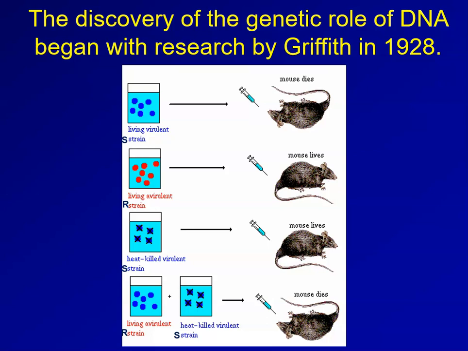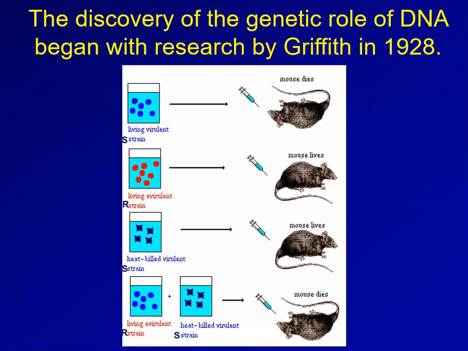Okay, so they worked with another strain of Streptococcus pneumoniae, the R strain, which is also a living strain, but it's avirulent, meaning that it's harmless. It doesn't cause the pneumonia to occur in the organism that it's injected into. And so that was shown here with the red, the living avirulent strain. When injected, the mice lived. So those three first trials are really just control experiments to show what they thought was supposed to happen.